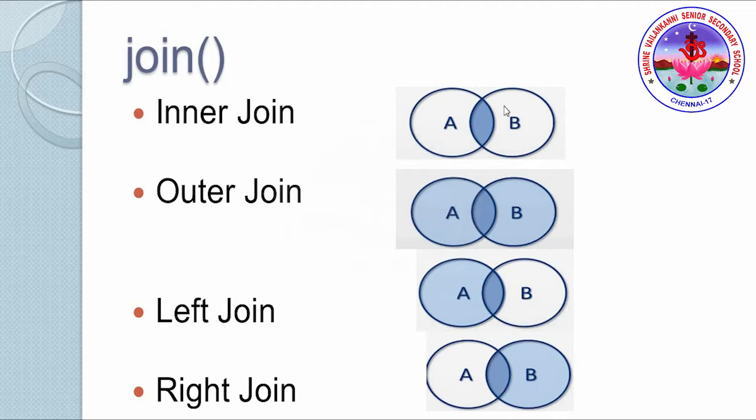Inner join displays only the matching values from both A and B index. Outer join combines all the values. In left join we have all the values from one table and the matching records from the next table. And in right join, all the values from right side data frame and the matching index from the left side data frame. We will see everything with examples.